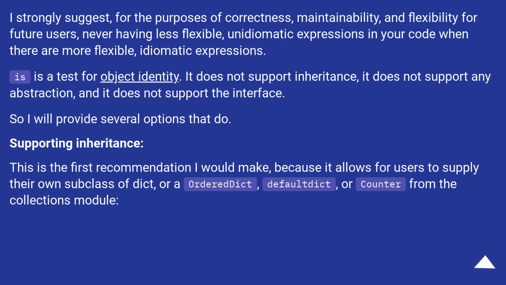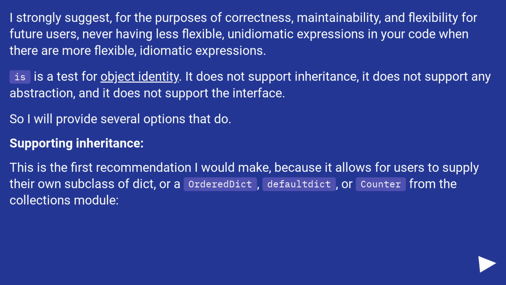I strongly suggest, for the purposes of correctness, maintainability, and flexibility for future users, never having less flexible, unidiomatic expressions in your code when there are more flexible, idiomatic expressions. The is operator is a test for object identity. It does not support inheritance, it does not support any abstraction, and it does not support the interface. So I will provide several options that do.